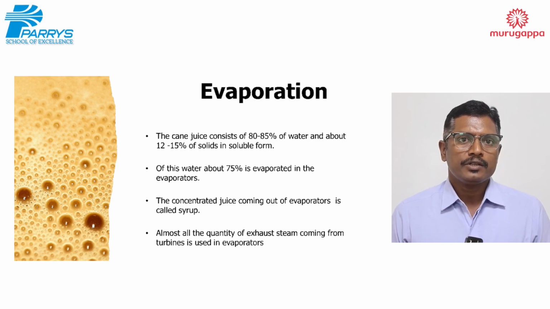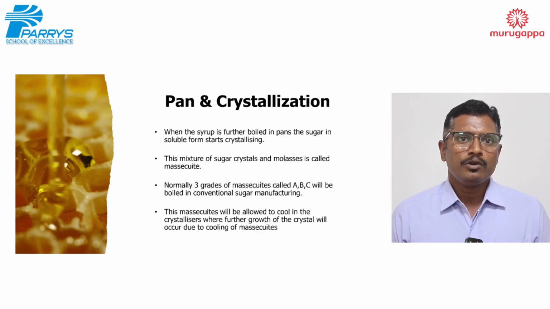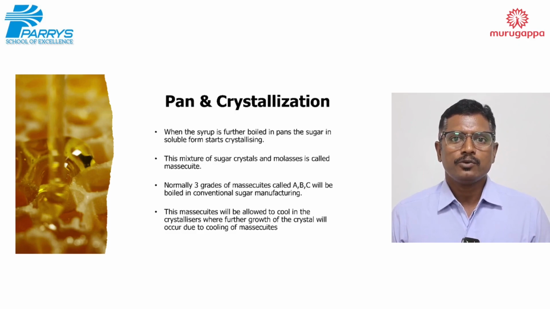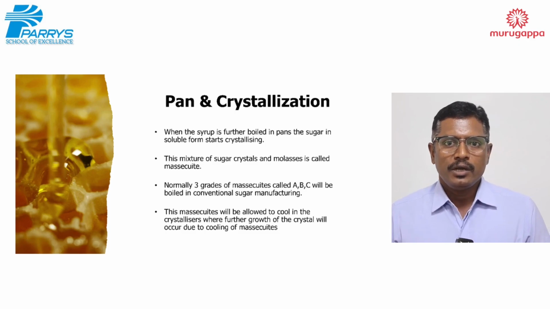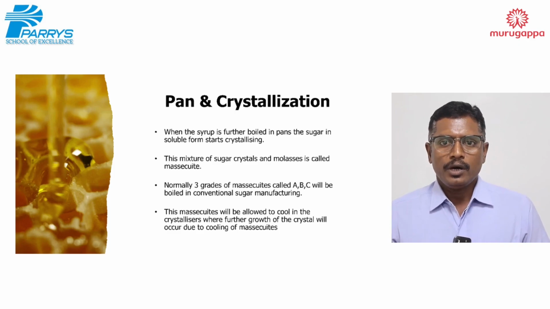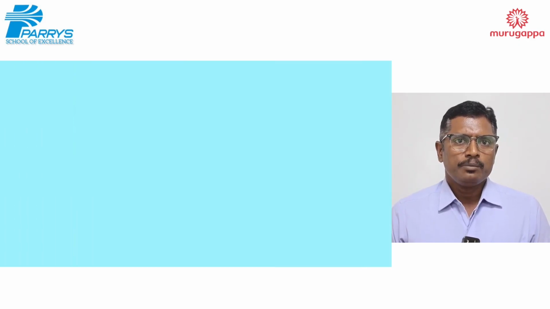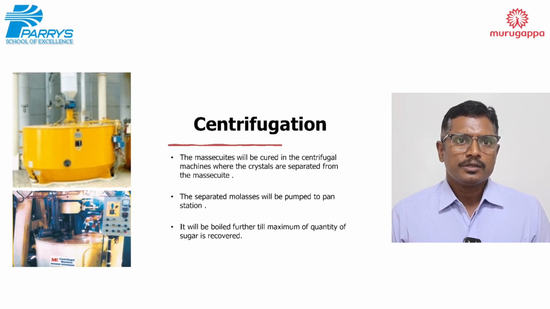In pan and crystallization, when the syrup is further boiled in pans, the sugar in soluble form starts crystallizing. This mixture of sugar crystals and molasses is called massecuite. Normally 3 grades of massecuites called A, B and C will be boiled in conventional and continuous pans. These massecuites are allowed to cool in the crystallizers and growth of the crystal will occur due to cooling of massecuite.